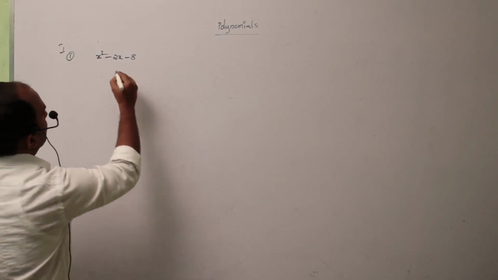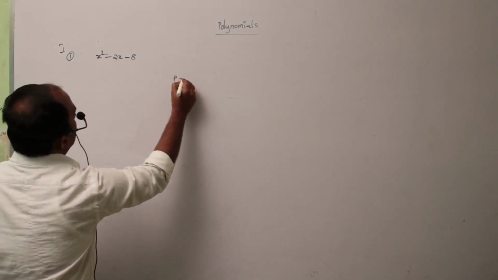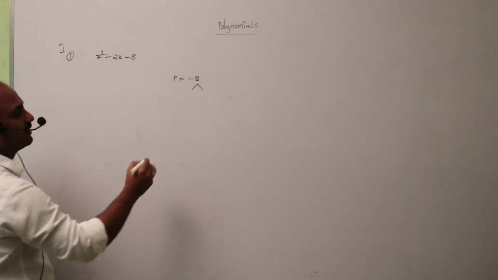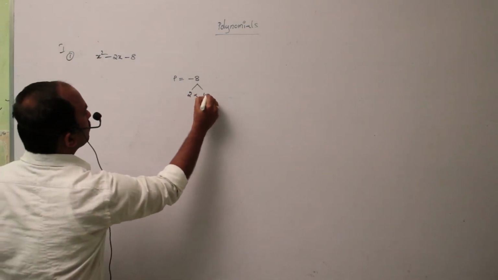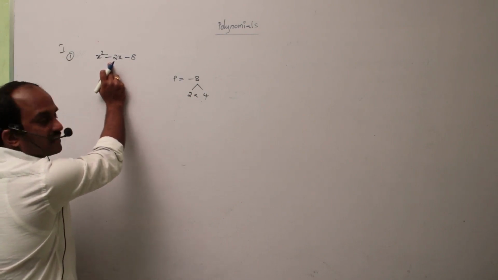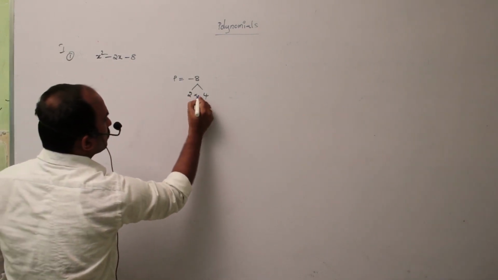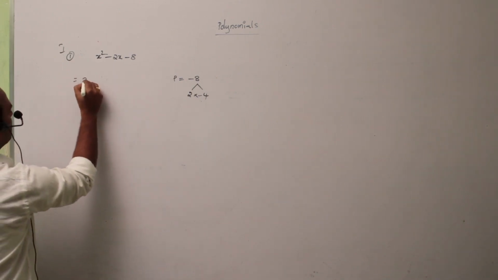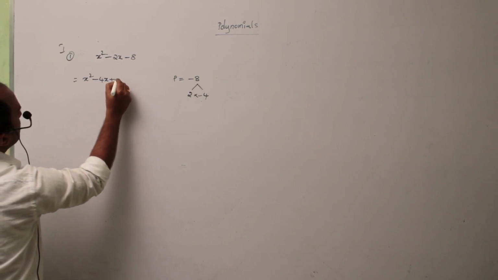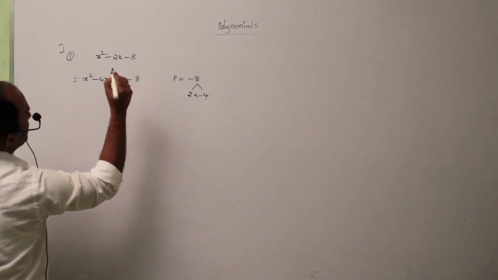It means you have to use factorization. The product is minus 8. Minus 8 split into factors gives 2 into 4. But the middle term has a minus sign, minus 2. That's why plus 2 minus 4. So x square minus 2x is nothing but x square minus 4x plus 2x minus 8.